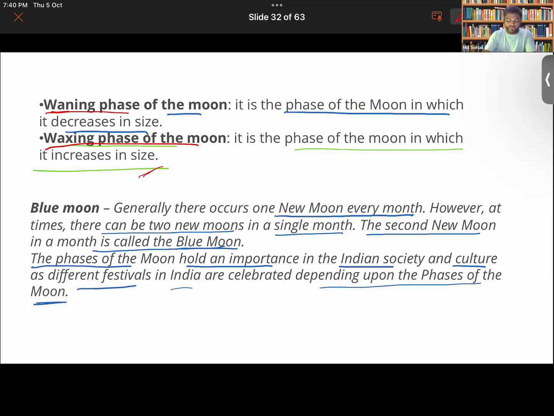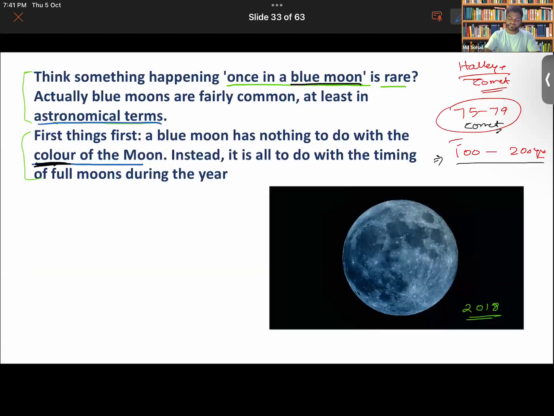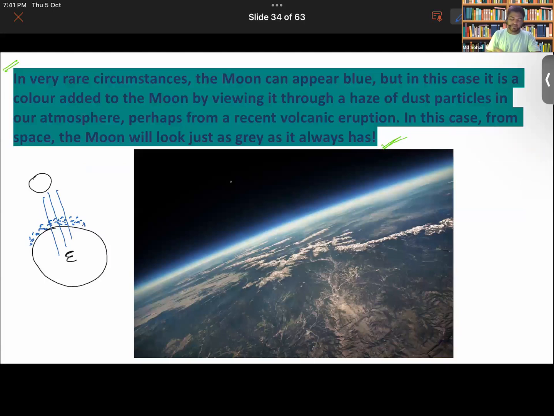We also talked about the blue moon. Arhan, please say a few important things about the blue moon. It's a rare occurrence where in one month there are two new moons, and the second new moon looks blue. Is it like the color of the moon on that day changes to blue, or is there something else? It's the dust particles in the air which cause the moon to turn blue. Exactly. Dust particles suspended in the air, right?